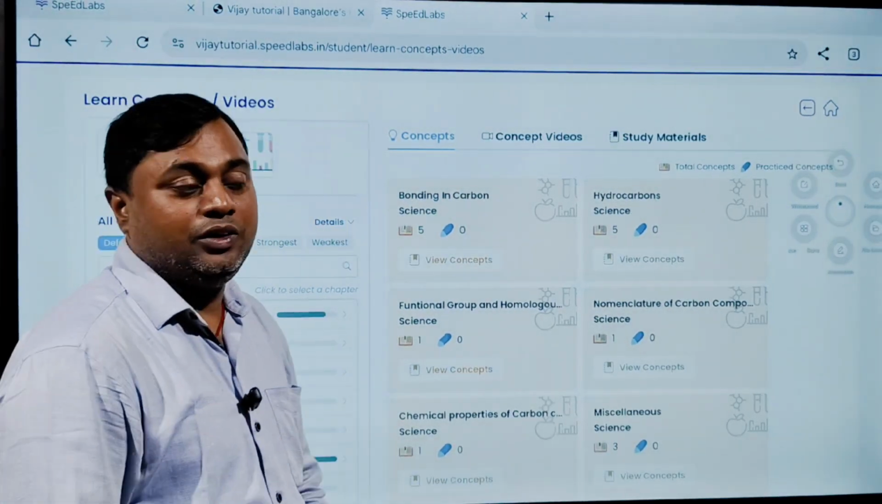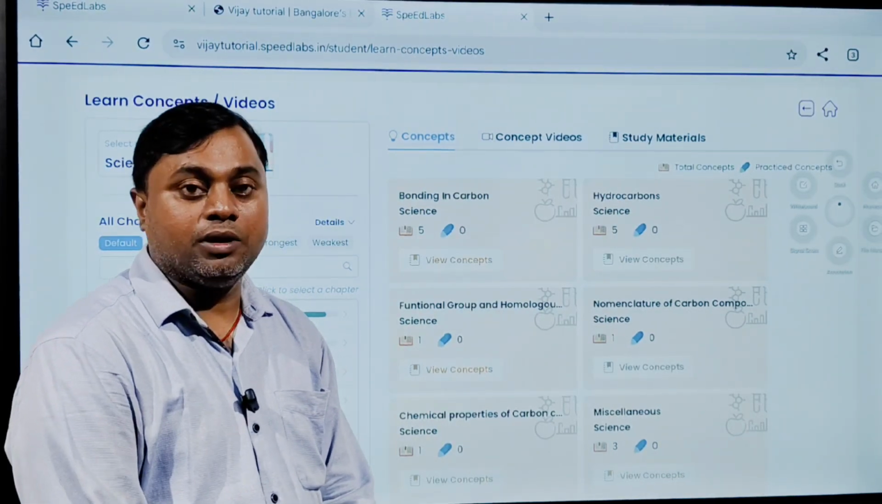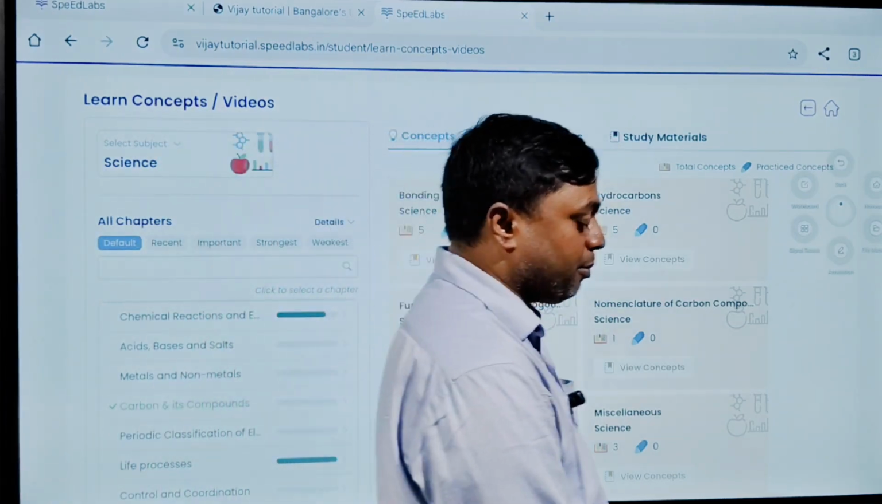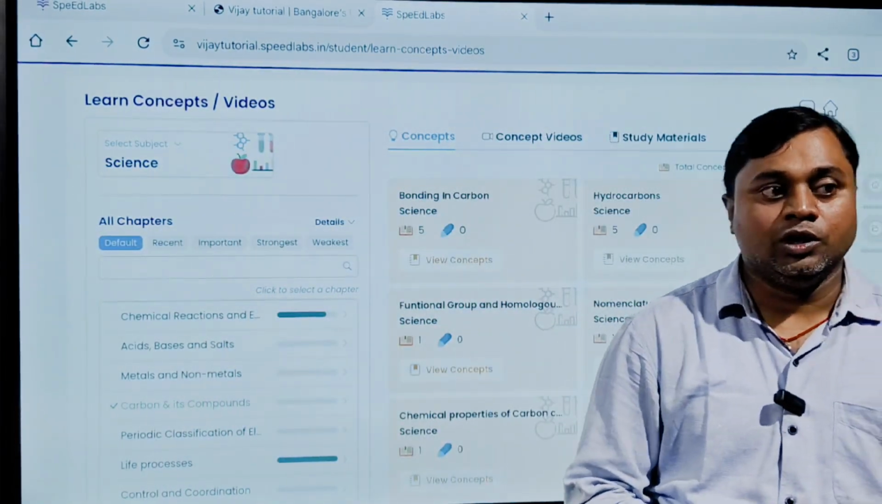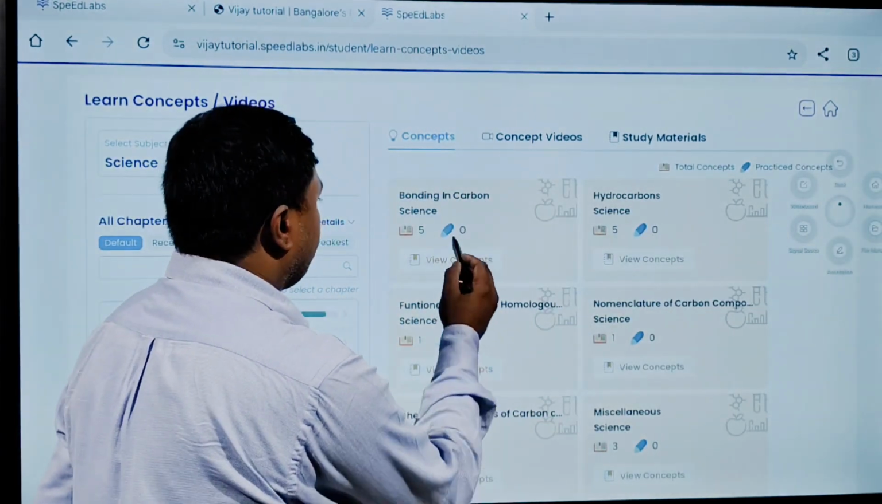Hi everyone. Today we are going to discuss one of the very important topics for grade 10, that is carbon and its compounds. As most carbon compounds are formed by the covalent bond, let's start the topic with the covalent bond. Bonding in carbon compounds.